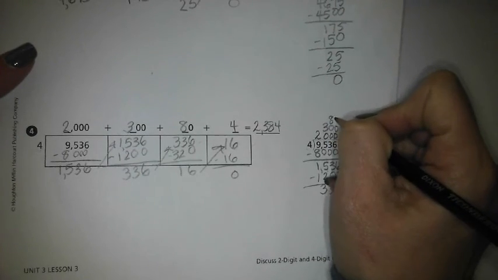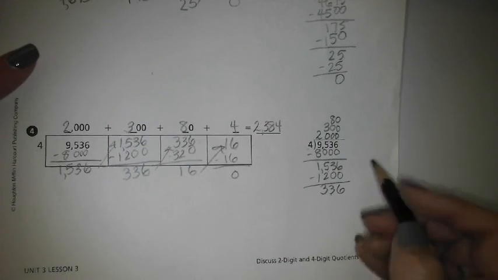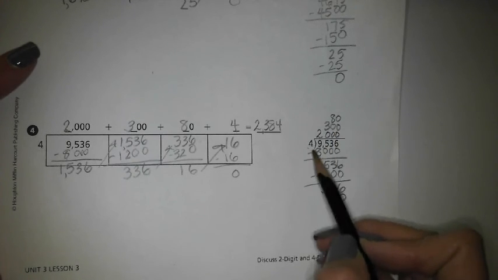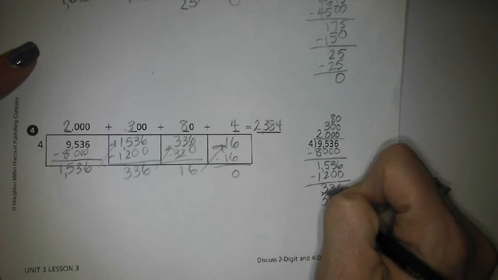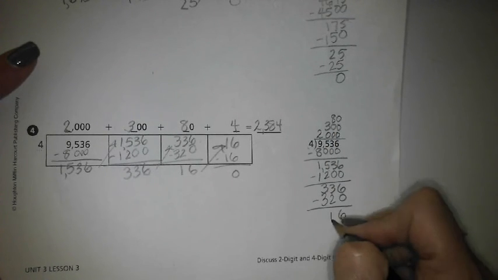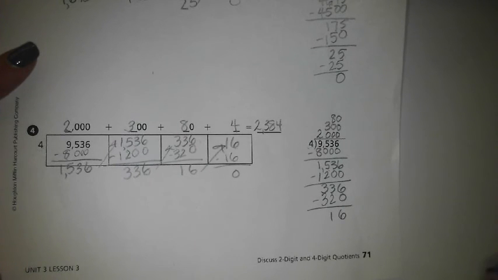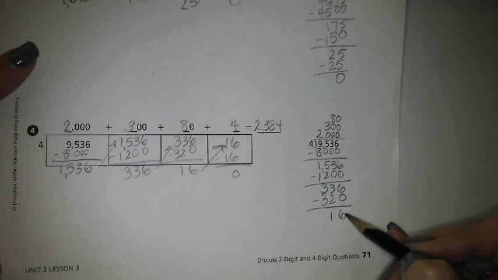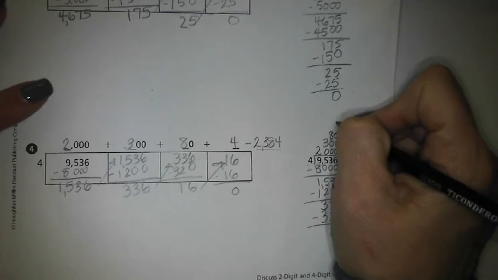Now I'm working in my tens, so how many times can 4 go into 33? The answer is 8. I have a 0 as my placeholder, and I drop the 0 to make it easier for me to multiply. 8 times 4 is 32. I'm going to subtract. I'm left with 16. Now I'm working in my ones place, so how many times can 4 go into 16? It can go in 4 times.